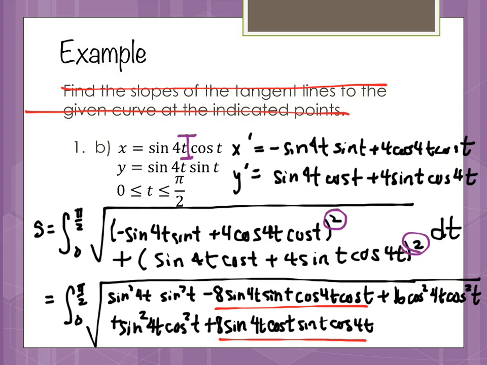Already the problem's starting to look better. Okay? These pieces are going to go away. All right, what's the last part going to be? 16 again. Sine squared of t and cosine squared of 4t.